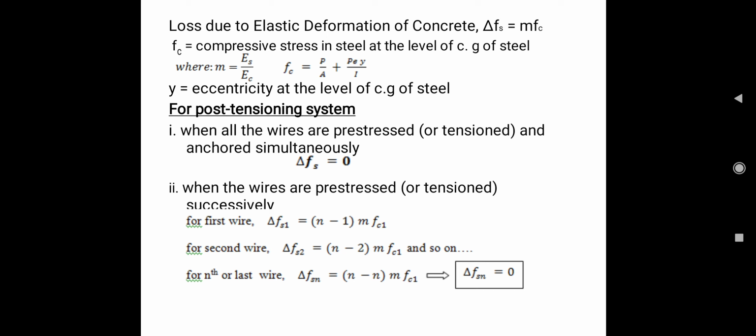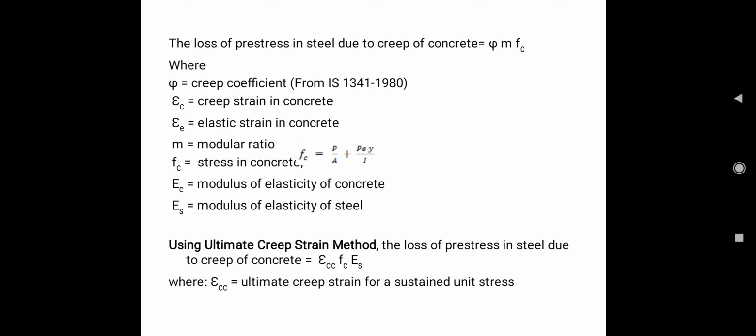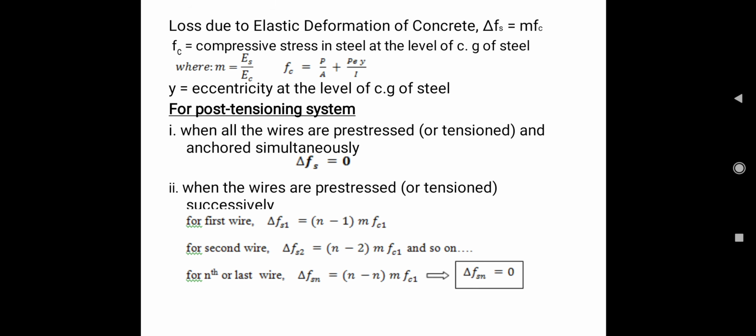So mFc is the formula which we can use to calculate the losses due to elastic shortening or elastic deformation in case of post-tensioning members. So we can calculate loss due to elastic deformation from the equation delta Fs is equal to mFc. So that is for the pre-tension members.